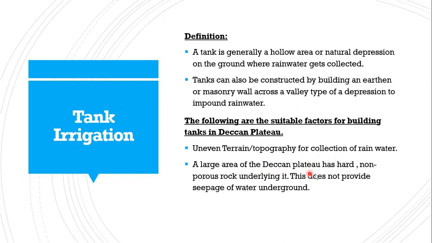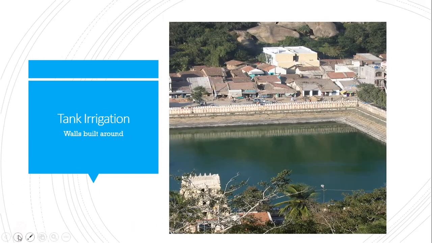A large area of the Deccan Plateau has hard and non-porous rock. Hard and non-porous is important, children, which will not allow the water to penetrate or seep through. So that means the rocks will hold on. Remember that. So we need hard and non-porous rock. These are keywords. This does not allow seepage of groundwater. So this is a condition necessary for it.